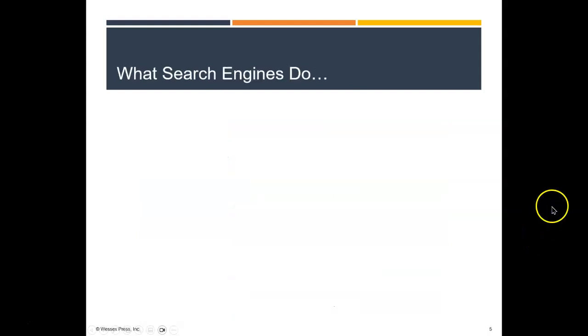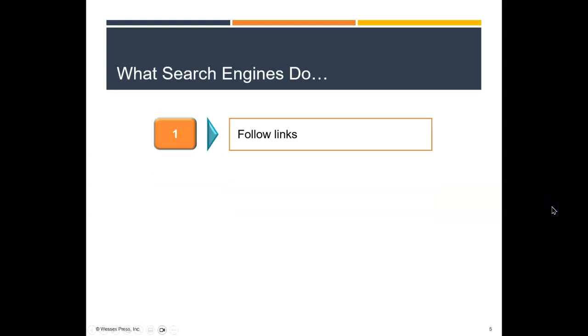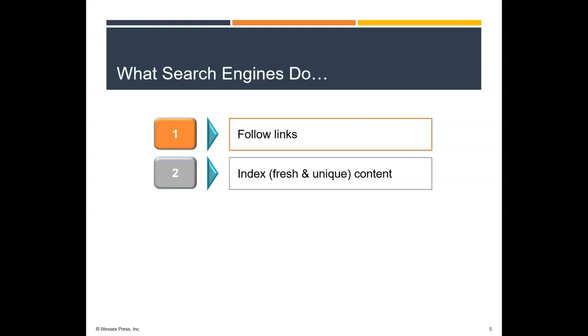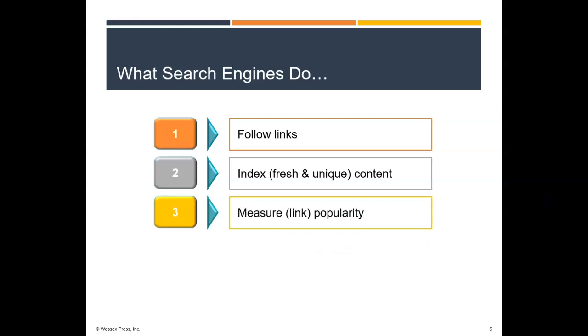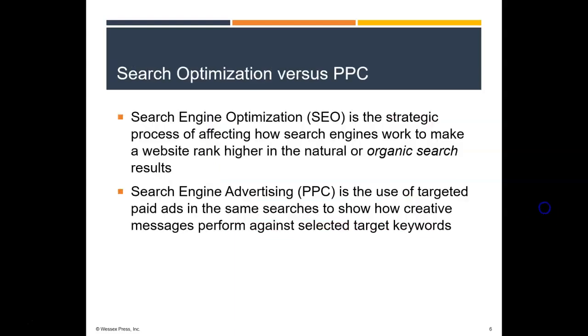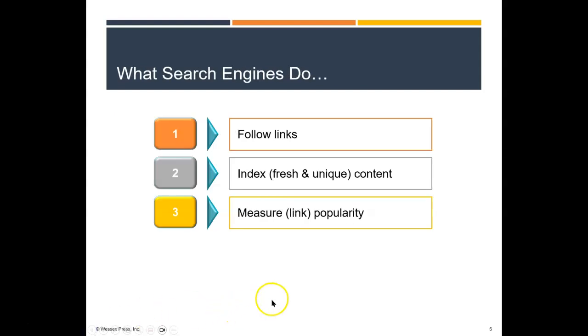What do search engines do? Number one, they follow links. Number two, they index fresh and unique content. Number three, they measure link popularity. So they follow links, they index content, and they measure popularity.